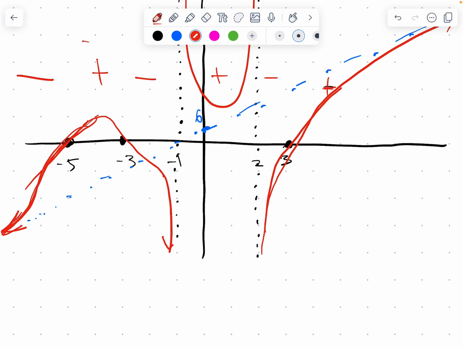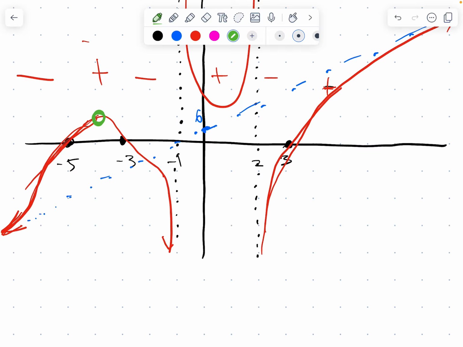And then one more thing. This thing has a hole. It has a hole at negative 4. So right here at negative 4, we're going to make this little dot. And that open circle means it has a hole at that point. Okay, so that's a lot of work. That's one question down, 3 more to go.